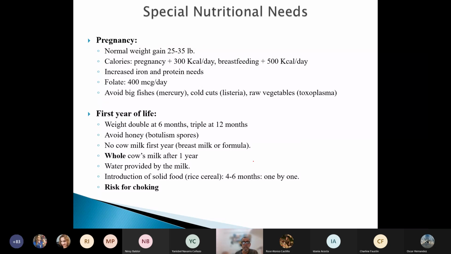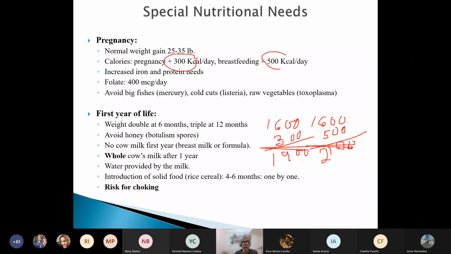So remember, when a woman becomes pregnant, she needs to consume more calories. So if the woman was consuming a 1600-calorie diet, in the first half of the pregnancy she needs to increase 300 calories per day, so it will increase to 1900 calories per day. But in the second part of the pregnancy, at the end of the pregnancy, this value needs to be increased to 500. So now it's going to be a diet of 2100 calories. So this is something to memorize, this value and this value. I saw that in questions it must be memorized.